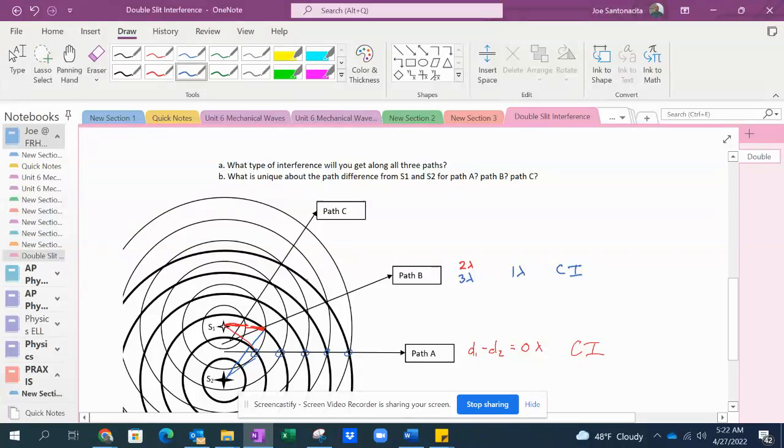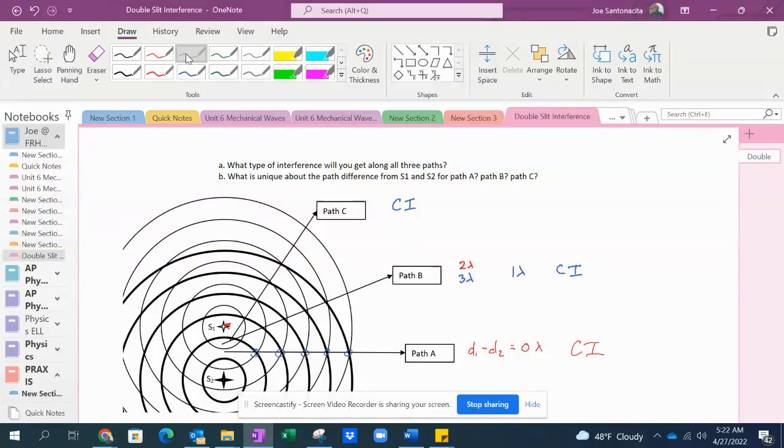Path C, okay, if we take any point here along path C, we're going to find that we have constructive interference. And when we look specifically at how much longer, path C, I'm just going to erase some of this first before I redraw.